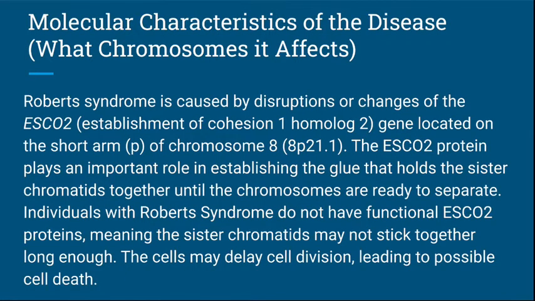Molecular characteristics of the disease. Roberts syndrome is caused by disruptions or changes of the SCO2 gene located on the short arm of chromosome 8. The SCO2 protein plays an important role in establishing the glue that holds the sister chromatids together until the chromosomes are ready to separate. Individuals with Roberts syndrome do not have functional SCO2 proteins, meaning the sister chromatids may not stick together long enough. The cells may delay cell division, leading to possible cell death.